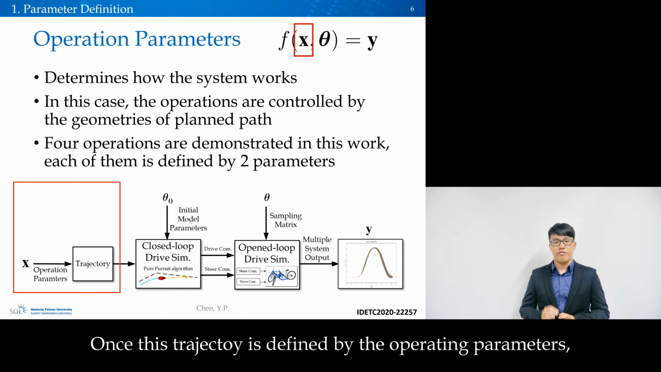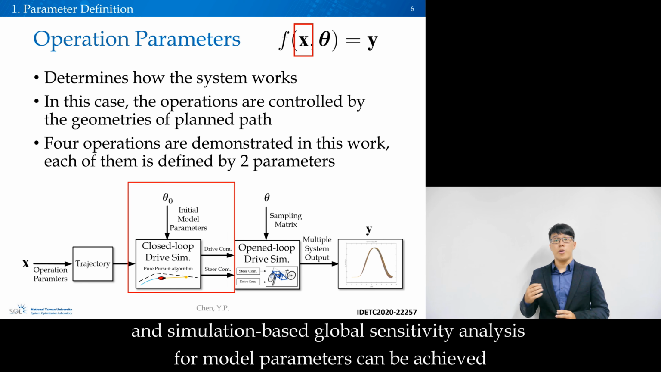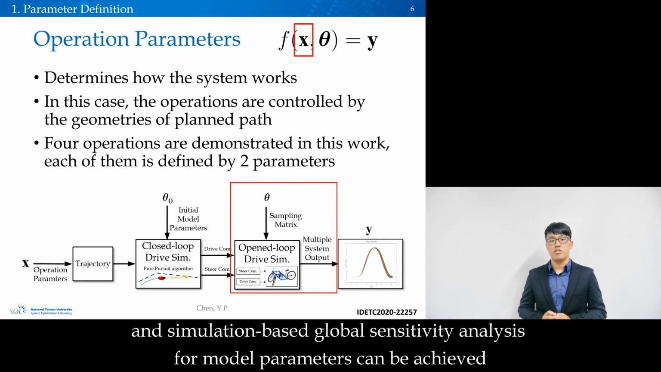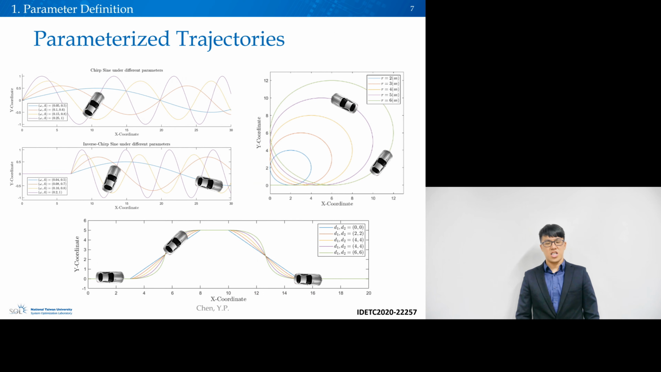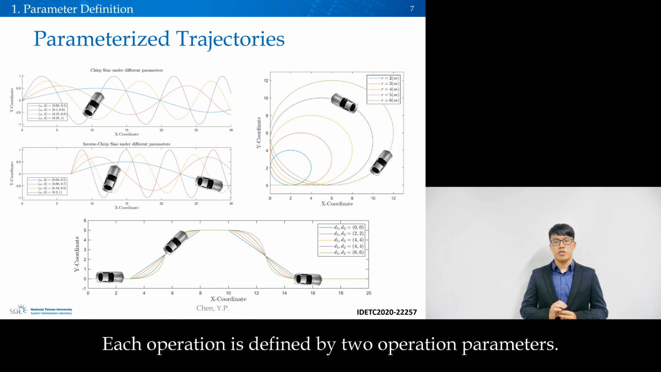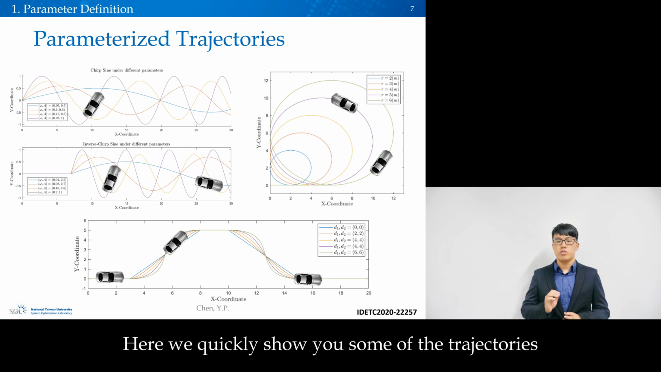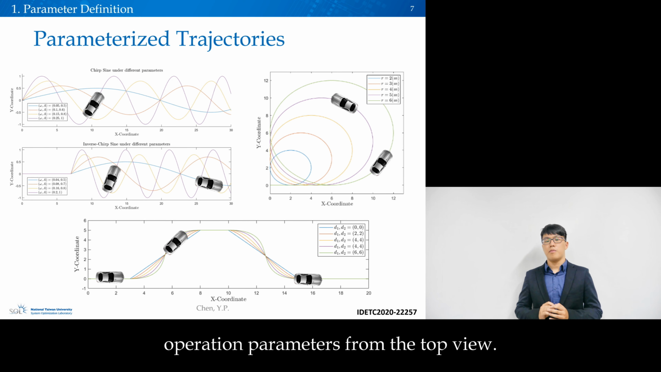Once the trajectory is defined by the operation parameters, operation commands for driving and steering can be generated by the path-following algorithm, and simulation-based global sensitivity analysis for model parameters can be achieved by using the same operation commands. 4 operations are chosen in our work. Each operation is defined by 2 operation parameters. Here we quickly show you some of the trajectories that are formed by different operation parameters from the top view.